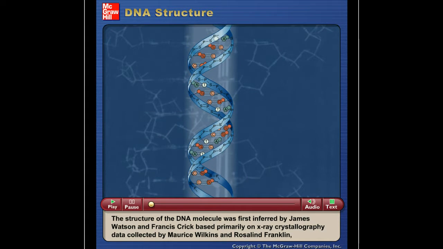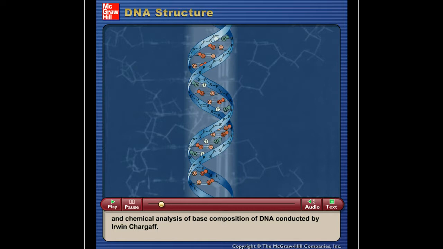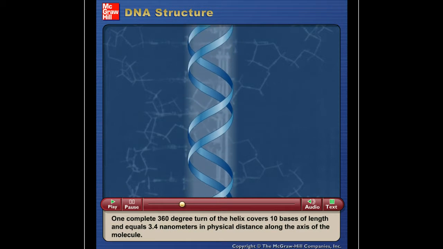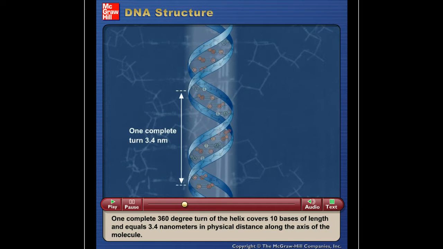The structure of the DNA molecule was first inferred by James Watson and Francis Crick, based primarily on X-ray crystallography data collected by Maurice Wilkins and Rosalind Franklin, and chemical analysis of base composition of DNA conducted by Irwin Chargaff. The key features of the structure are its right-handed double helical structure. Each helix consists of an alternating sugar-phosphate backbone with nitrogen bases projecting toward the interior of each helix. One complete 360-degree turn of the helix covers 10 bases of length and equals 3.4 nanometers in physical distance along the axis of the molecule.